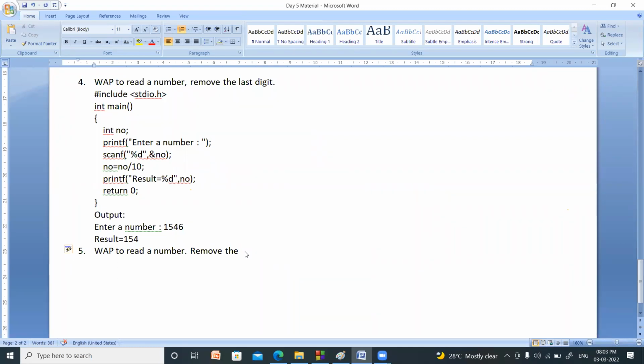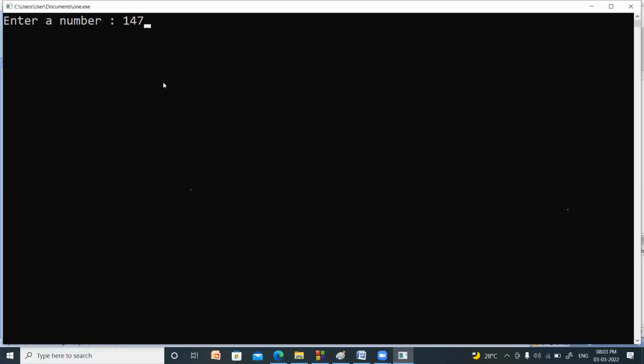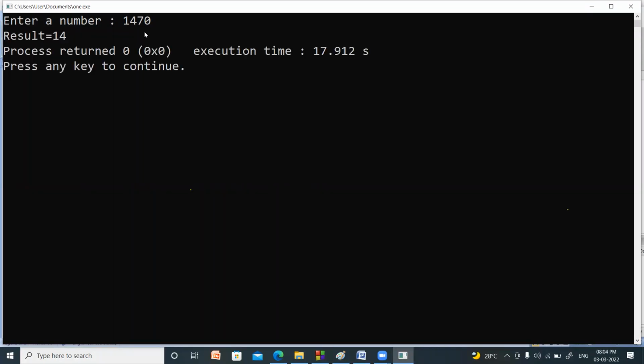Yes, sir. Okay, right. Write a program to read a number, remove the last 2 digits. Then what to do? We have to divide the number by 100. That's it. Now your program is ready. My number is 1470. What should be my answer? 14. Good, 14. Now got it? You successfully removed the last 2 digits, no?